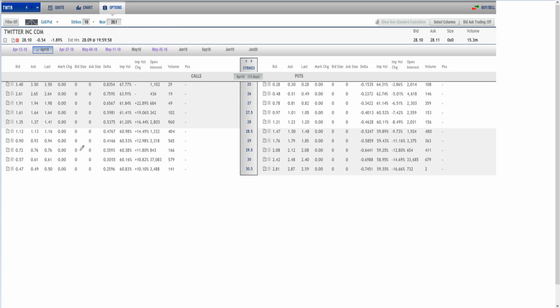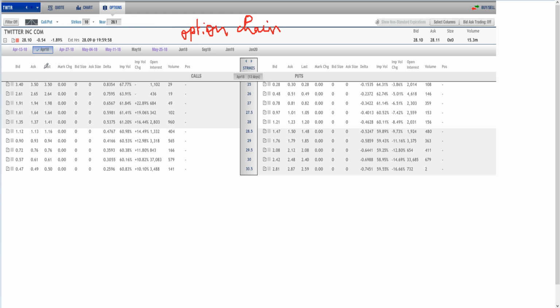Now I just take an example of Twitter because it is a small stock. Okay, now when you see all these numbers, it's overwhelming, and a lot of people, when they see what we call the option chain, don't really understand what all these numbers mean. Okay, in order to make it easy, let me begin with this.